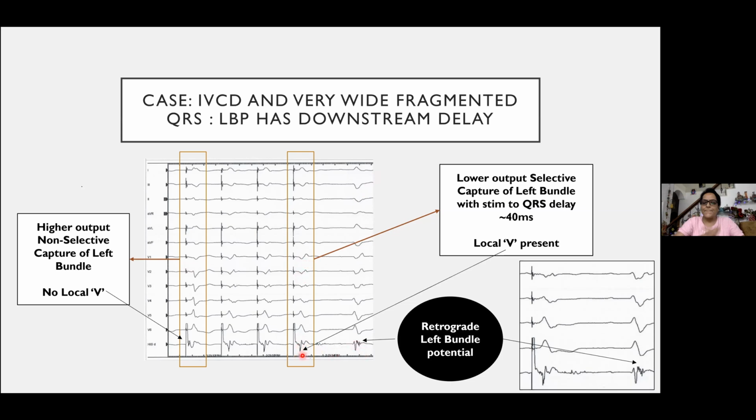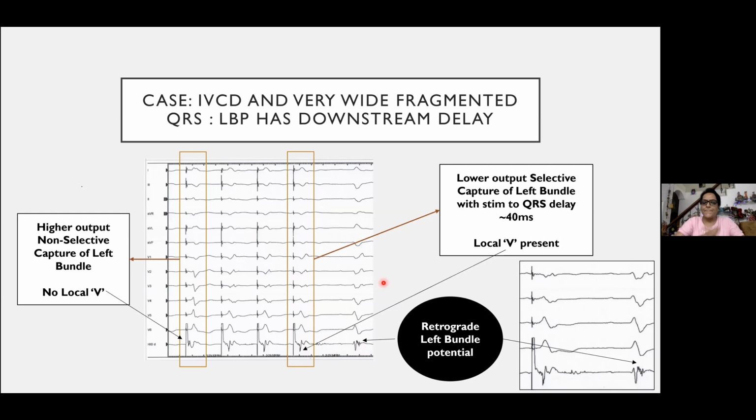And if you see, when you stop pacing, you see a retrograde potential, which I am calling a left bundle potential, which when you pace, you don't see. So you are capturing a retrograde potential which was there when you're not pacing. So most likely it is a left bundle capture. And this is the kind of left bundle capture EGM and QRS that you're getting.